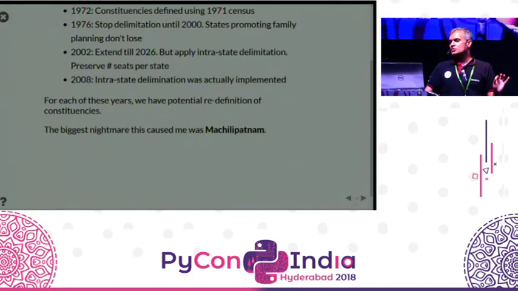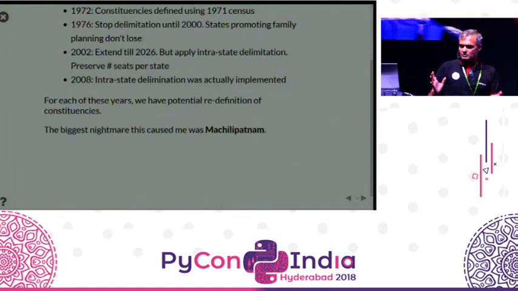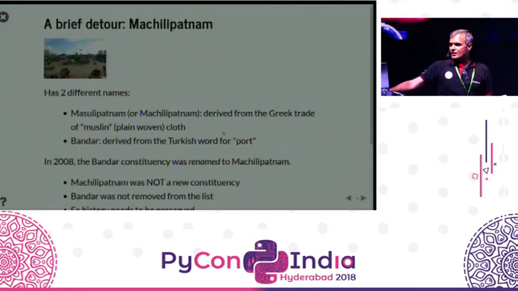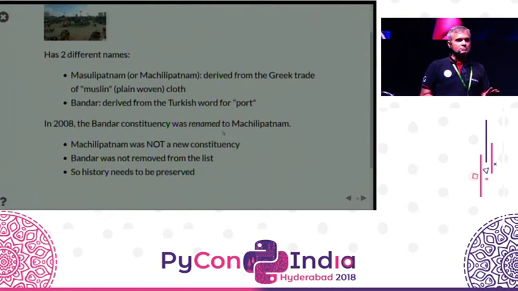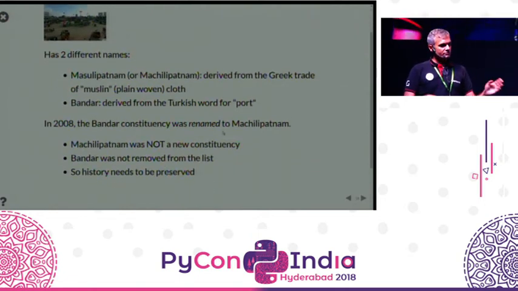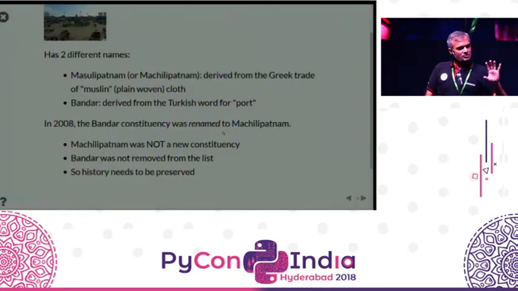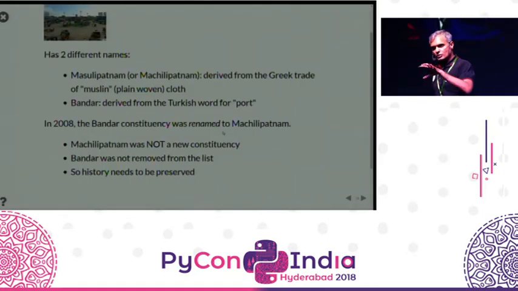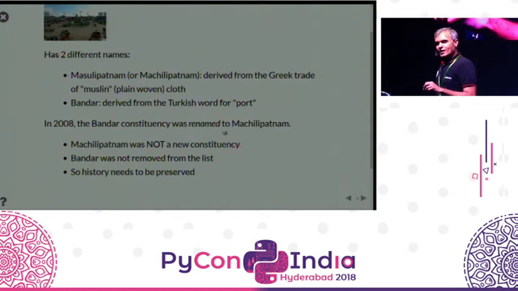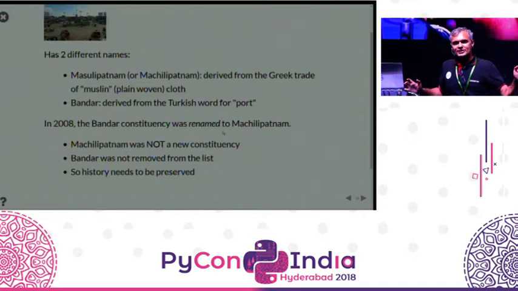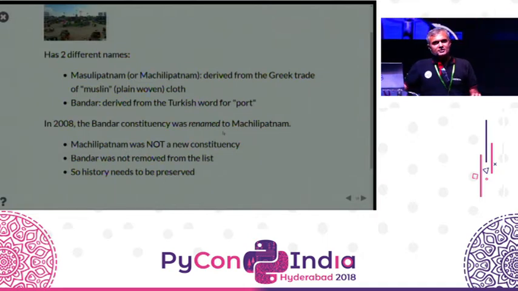The biggest nightmare was a constituency called Machilipatnam, which suddenly emerged out of nowhere. Now, is this an existing constituency? Is this a new constituency? Now, it turns out that Machilipatnam has 2 different names. Masulipatnam, which comes from the Greek word muslin because of their trade, and Bandar, which comes from the Turkish word port. And there was a constituency called Bandar, which got renamed to Masulipatnam. Now, how am I going to use phonetics to figure this out? This is a legislative thing, right? Turns out, however, that data in itself can be used to clean this.